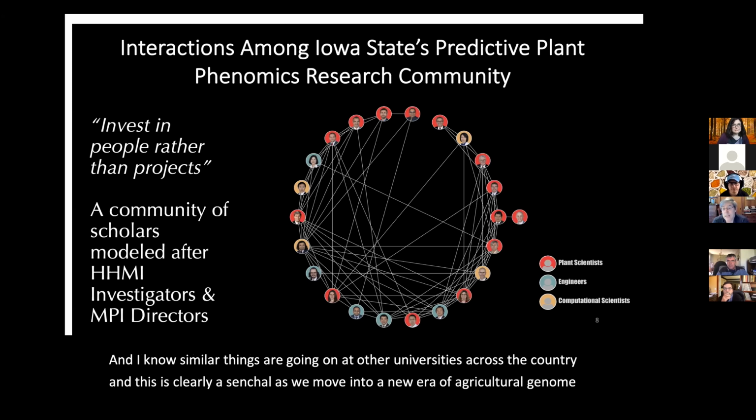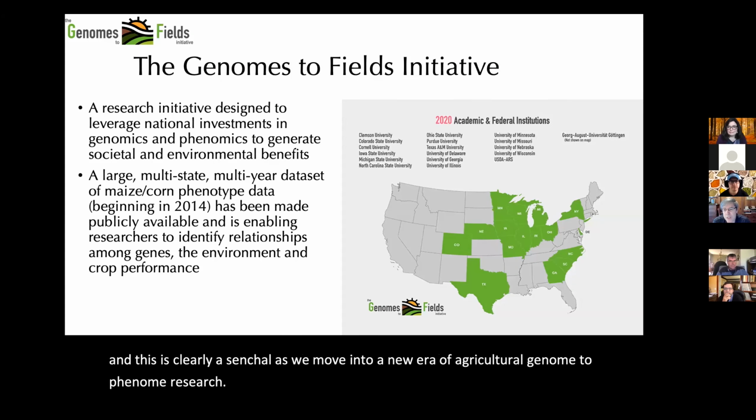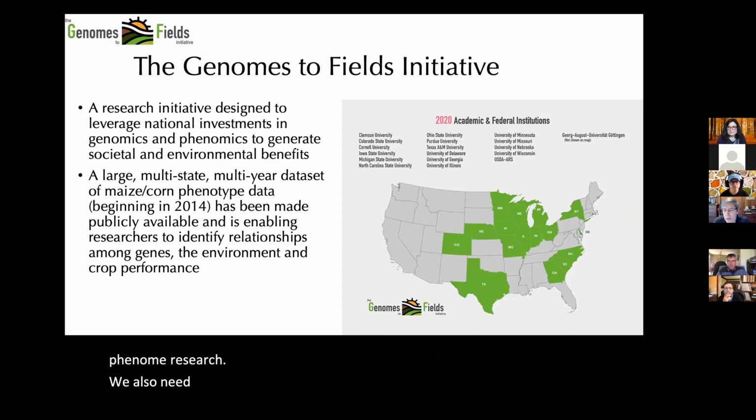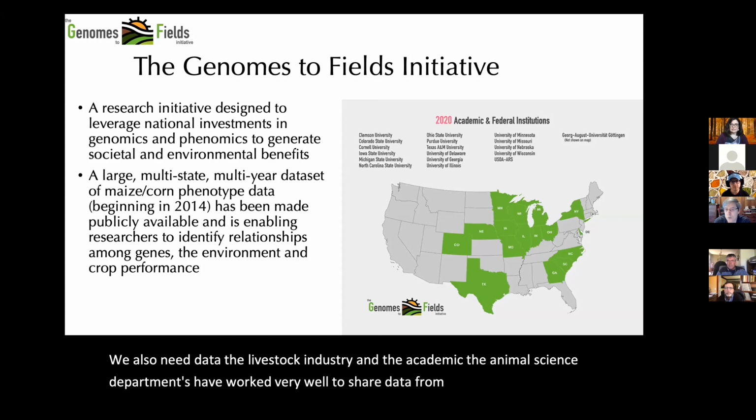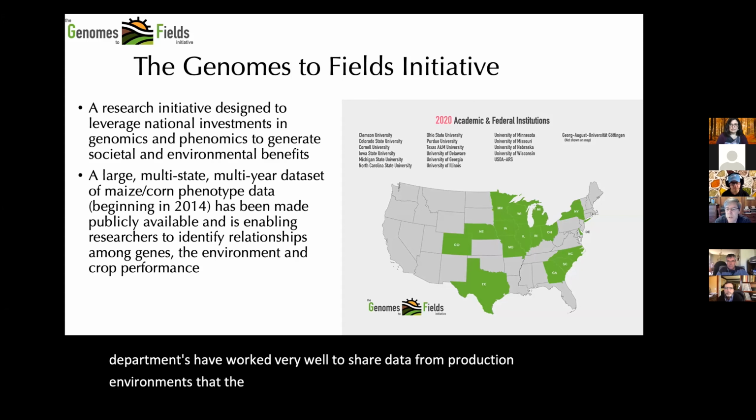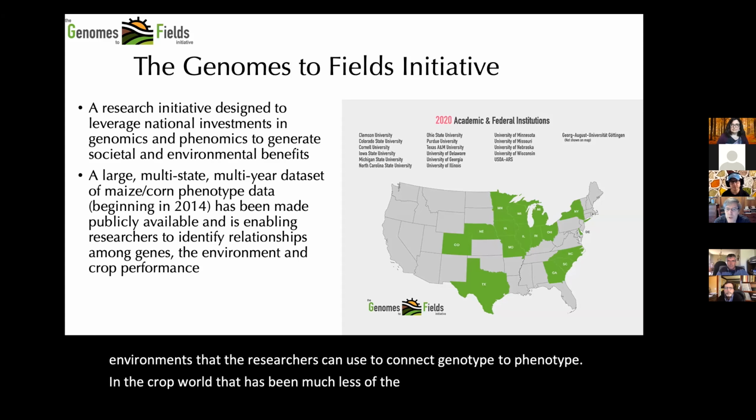We also need data. The livestock industry and the academic animal science departments have worked very well to share data from production environments that the researchers can use to connect genotype to phenotype. In the crop world, that has been much less of the model. And so the Genomes to Fields initiative was set up as an example.